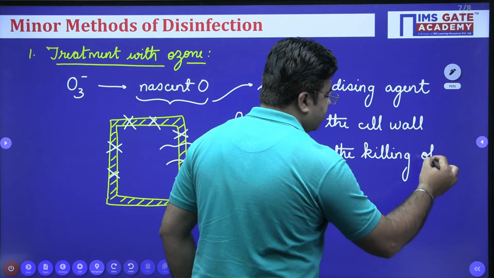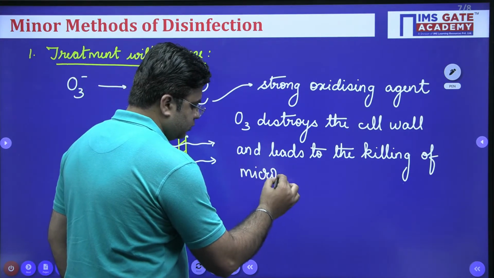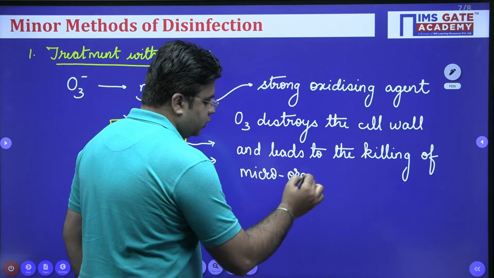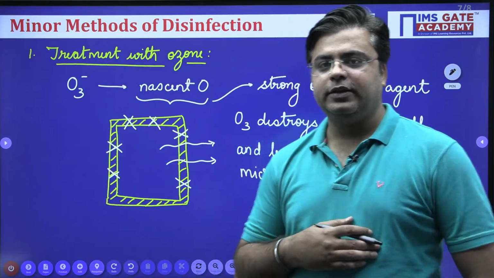And leads to the killing of microorganisms. So the first minor method of treatment is treatment with ozone.